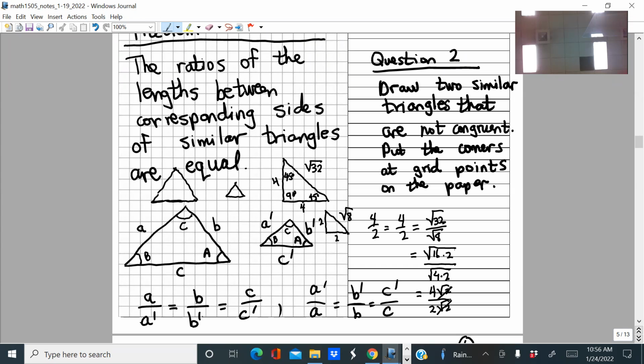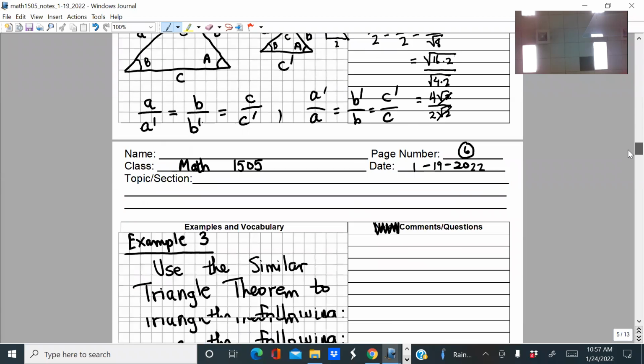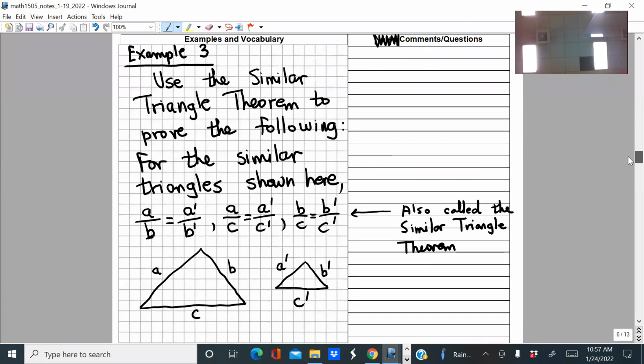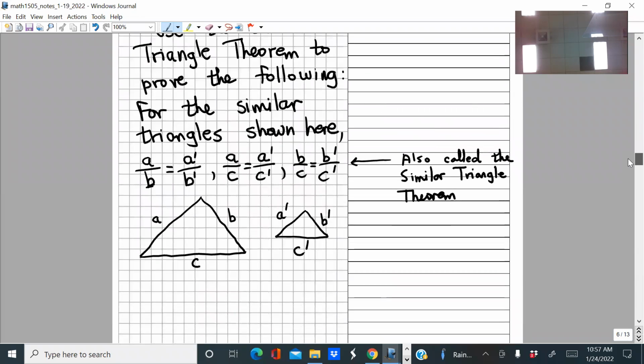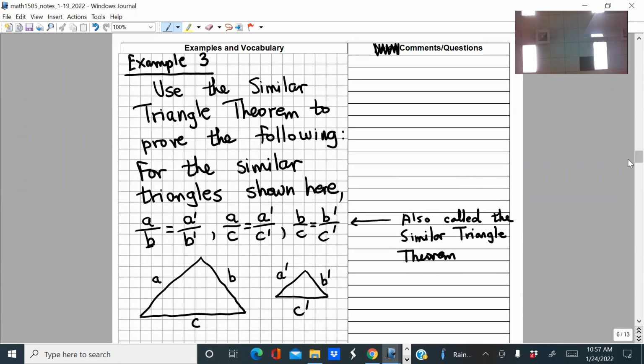Well, that's always going to happen in similar triangles, because that's what the similar triangle theorem says. Now, there's another way to state the similar triangle theorem. It looks slightly different, but it's really the same. So this is also called the similar triangle theorem.